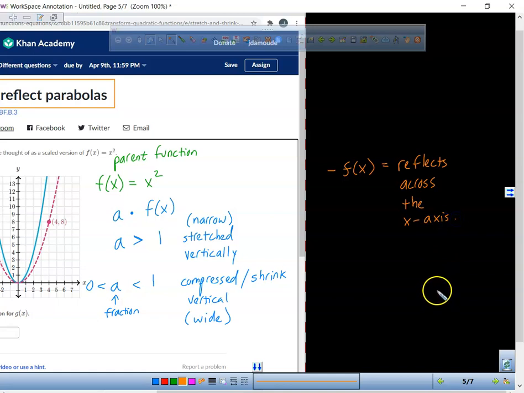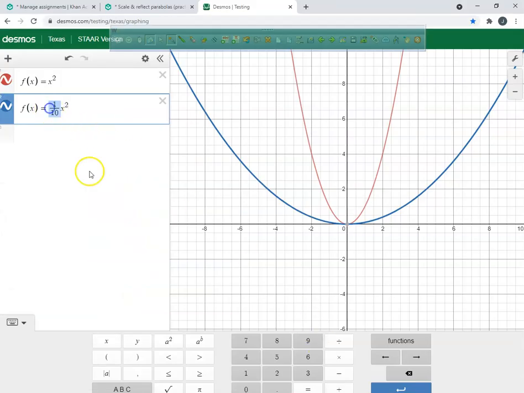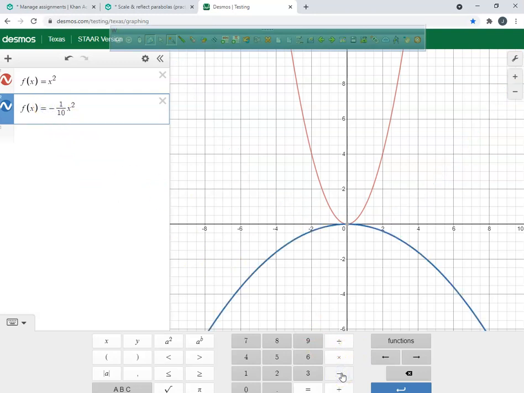And that's all you need to know. It just reflects it across the x-axis. So what does that mean for us? I'll show you real quick. Watch what happens if I just take that same one right there, and I make it a negative.